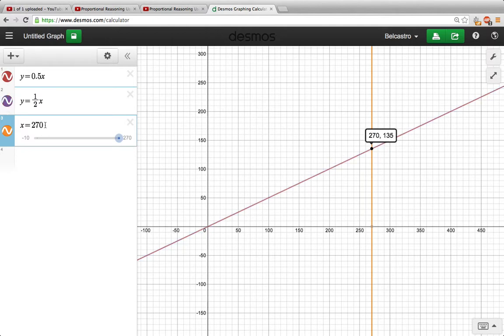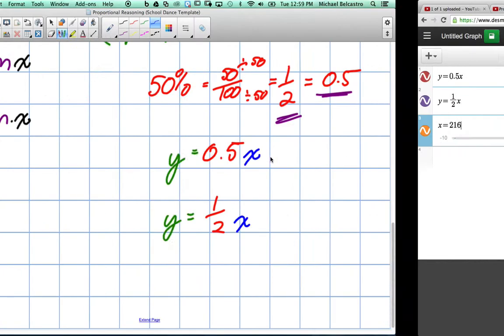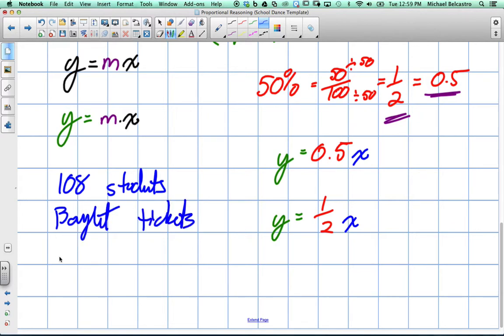But there's not 270 this time. In fact, there's only 216 students. So I'm going to put a vertical line at 216 to find out where it intersects. The x value represents the number of students who went to the dance, and the y value, 108, is how many bought tickets at the door. So it turns out 108 students bought tickets at the door. Okay.